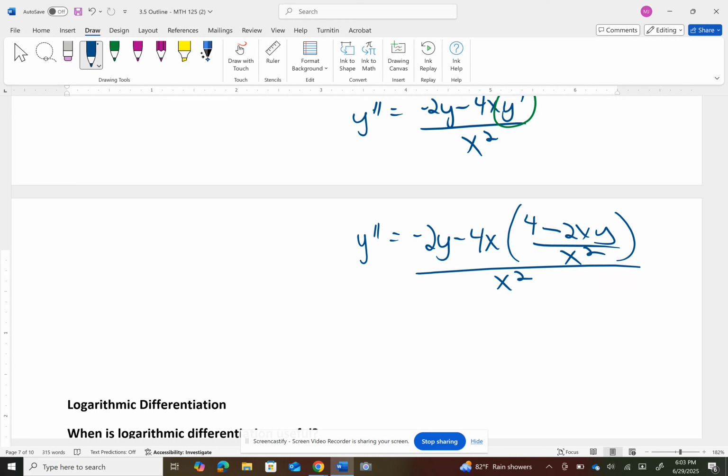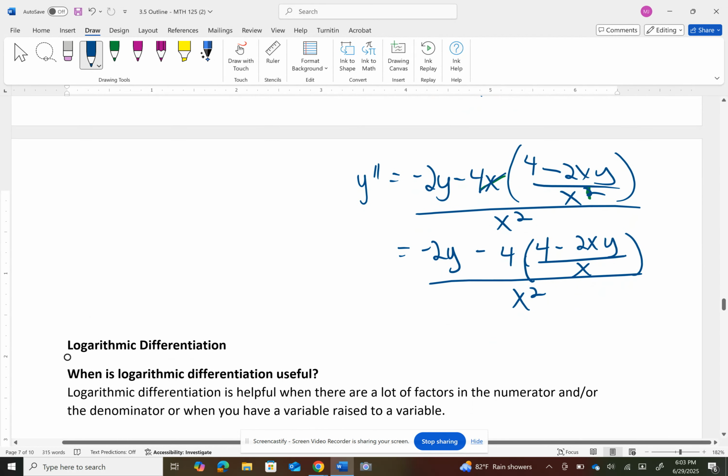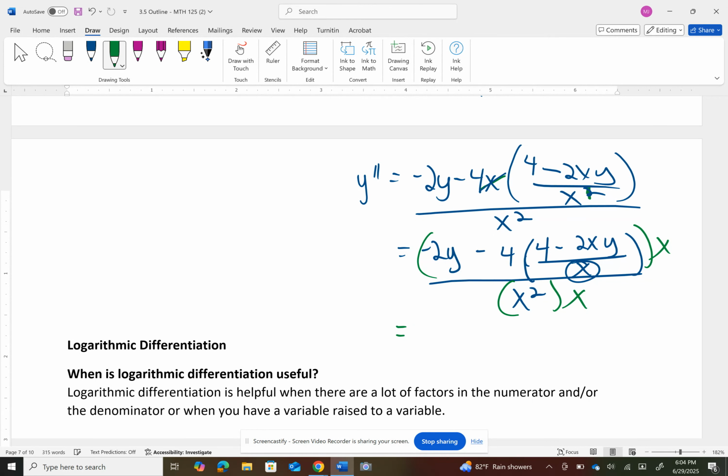All right, now you can clean that up a smidgen by realizing that one of those x's would cancel, and you'd have just x to the first power down there. Let me erase that line. So one of those x's would cancel. So you'd have negative 2y minus 4 times 4 minus 2xy all over x. And then what you notice is you have a little fraction with the denominator of x. So multiply the top by x and the bottom by x would be a good way to get rid of it.